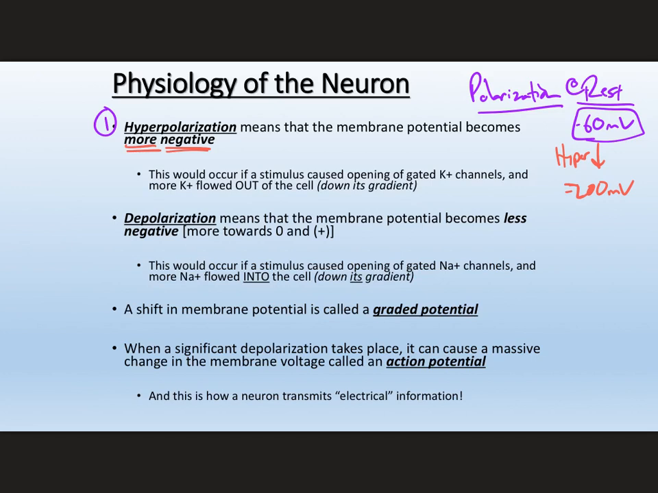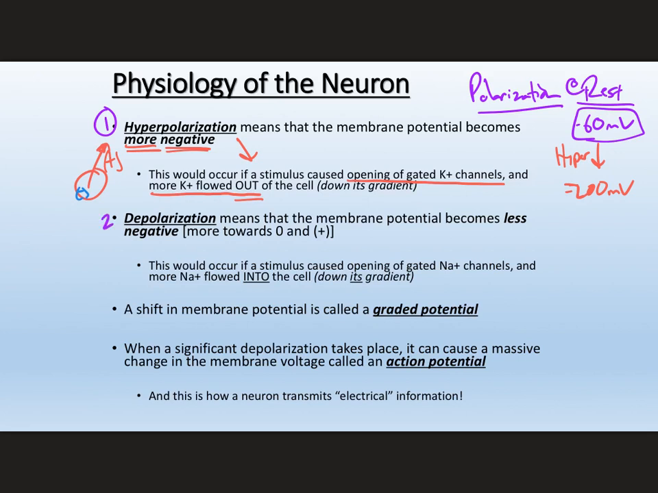The way that you would hyperpolarize is you would cause gated potassium channels to open, allowing more positives to flow out of the cell. And this is basic diffusion. The potassium would diffuse out of the cell down its gradient. That's more positives going out of the cell, and so the inside of the cell becomes more negative. And that's what hyperpolarization would be.